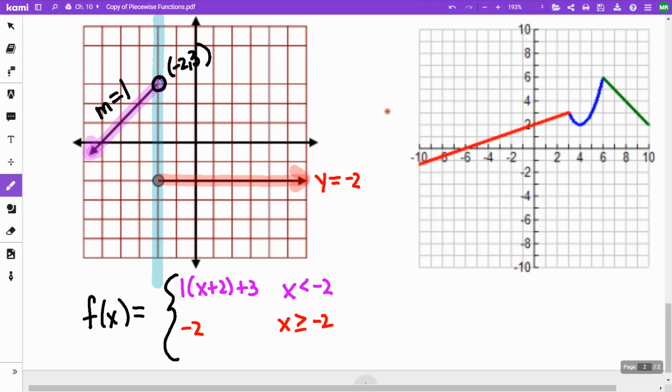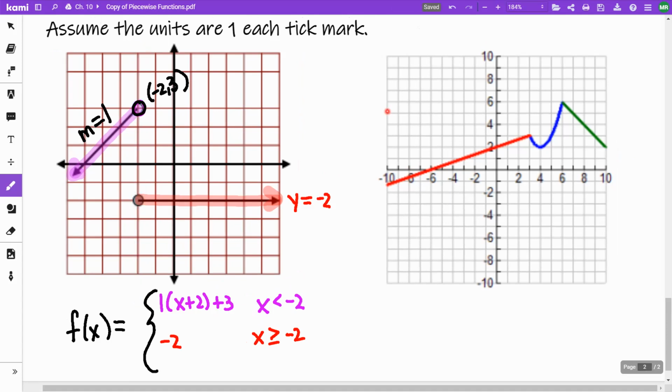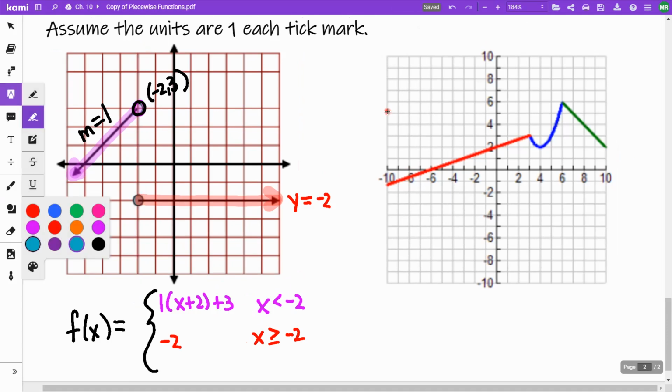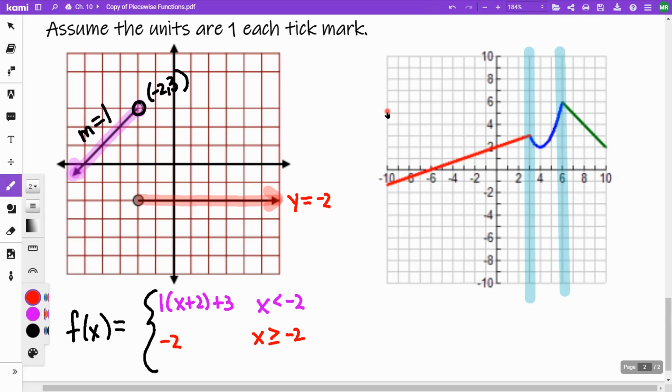Okay, now on the next one, we've got 3 pieces here. I'm just going to get rid of that. So the 3 pieces, I have this at 3 and at 6. That's going to be my intervals. So before 3, between 3 and 6, after 6. Okay, so this point right here is at 3, 3. And if I look at my slope, I'm going up 1 every 3. So it's going to be a 1/3.